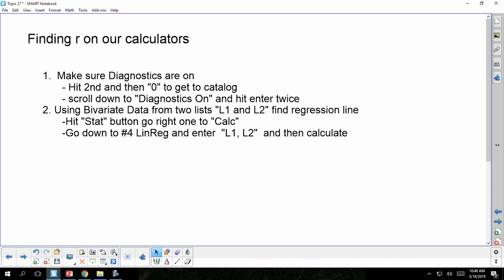Everyone there? All the way down, DiagnosticOn. Enter 2 times, should say done. All right, so this will turn on our R.